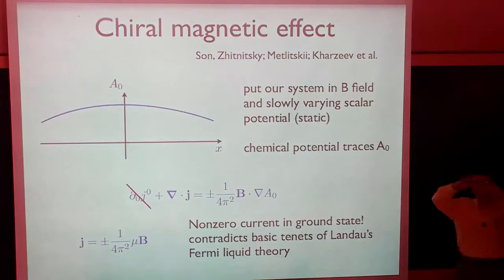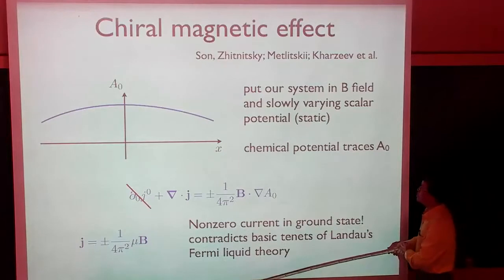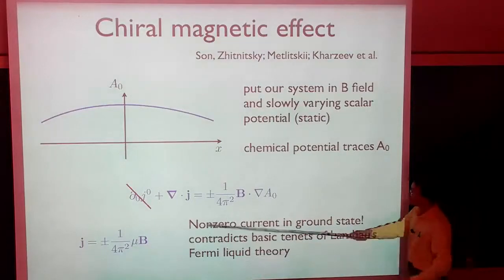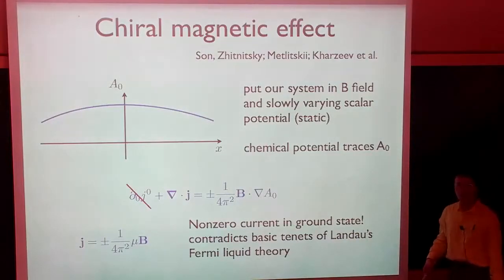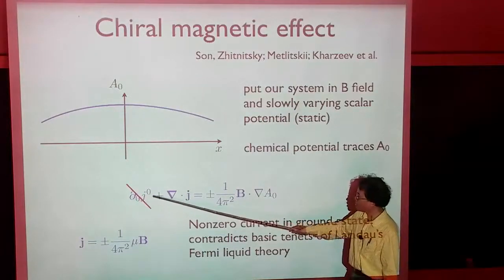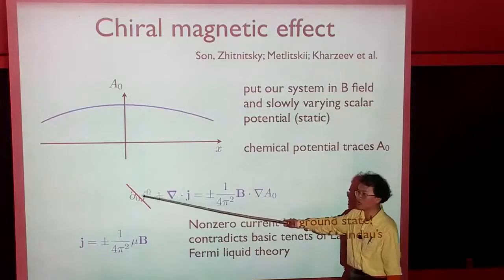So it's similar to what happens in a neutron star or in a compact object. The chemical potential traces the gravitational potential. So when we use this local density approximation, we can understand how an anomaly can be present in the equation for the divergence of the current, while the system, if we wait long enough, should be in a stationary or equilibrium state. So if we have a system in an equilibrium state, we know that the time derivative should be zero, because the system is static.